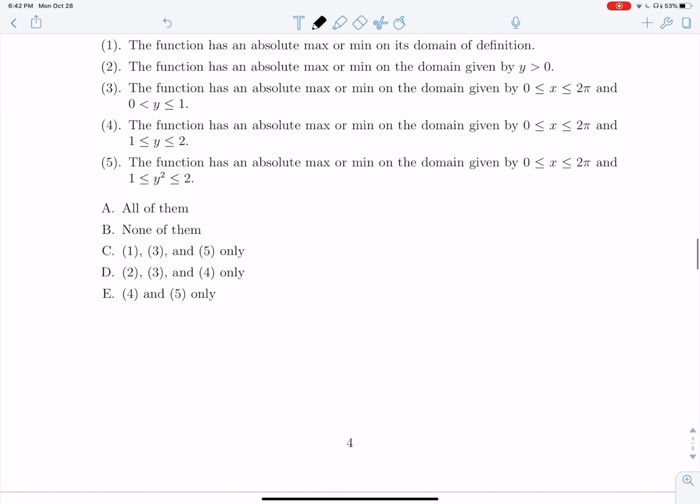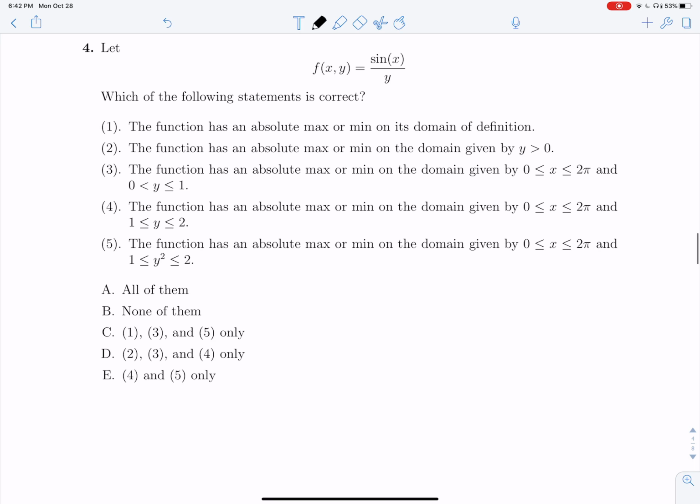And there we go. Okay, number 4, this is not a very common type of question, or at least they don't ask questions in this format very often.